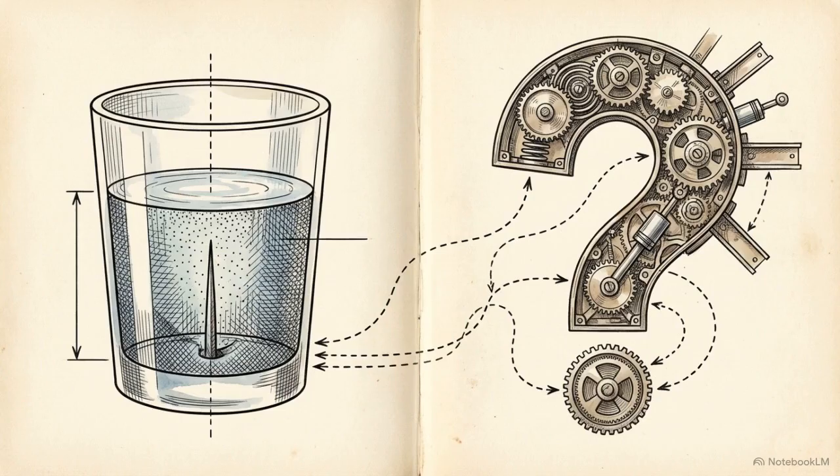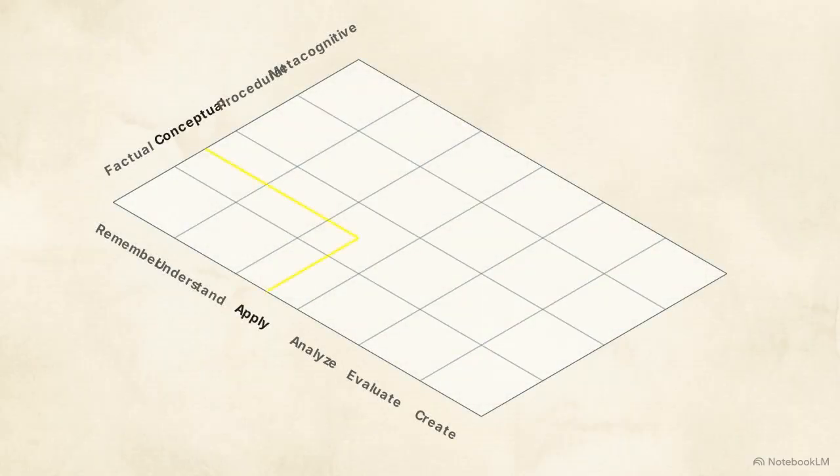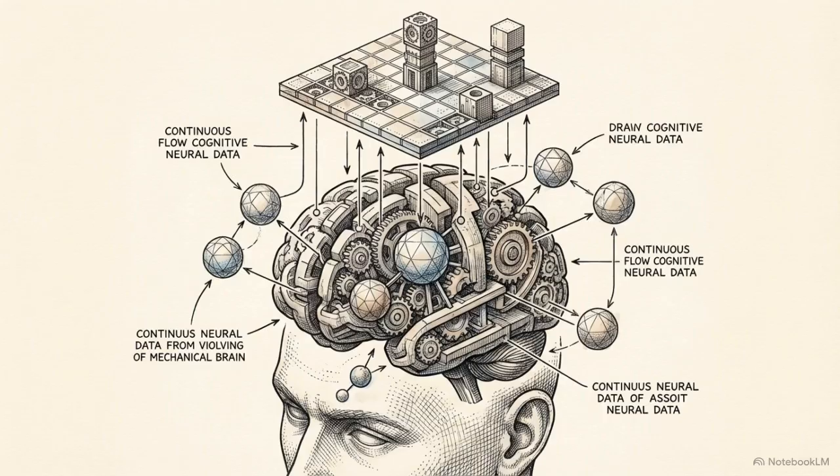The second half of the application requires the student to independently explain the reverse, why a massive, incredibly heavy steel ship remains afloat on the ocean. Successfully answering both scenarios proves the student has hit a specific coordinate on our matrix. They have moved past rote memorization and demonstrated functional, adaptable understanding.